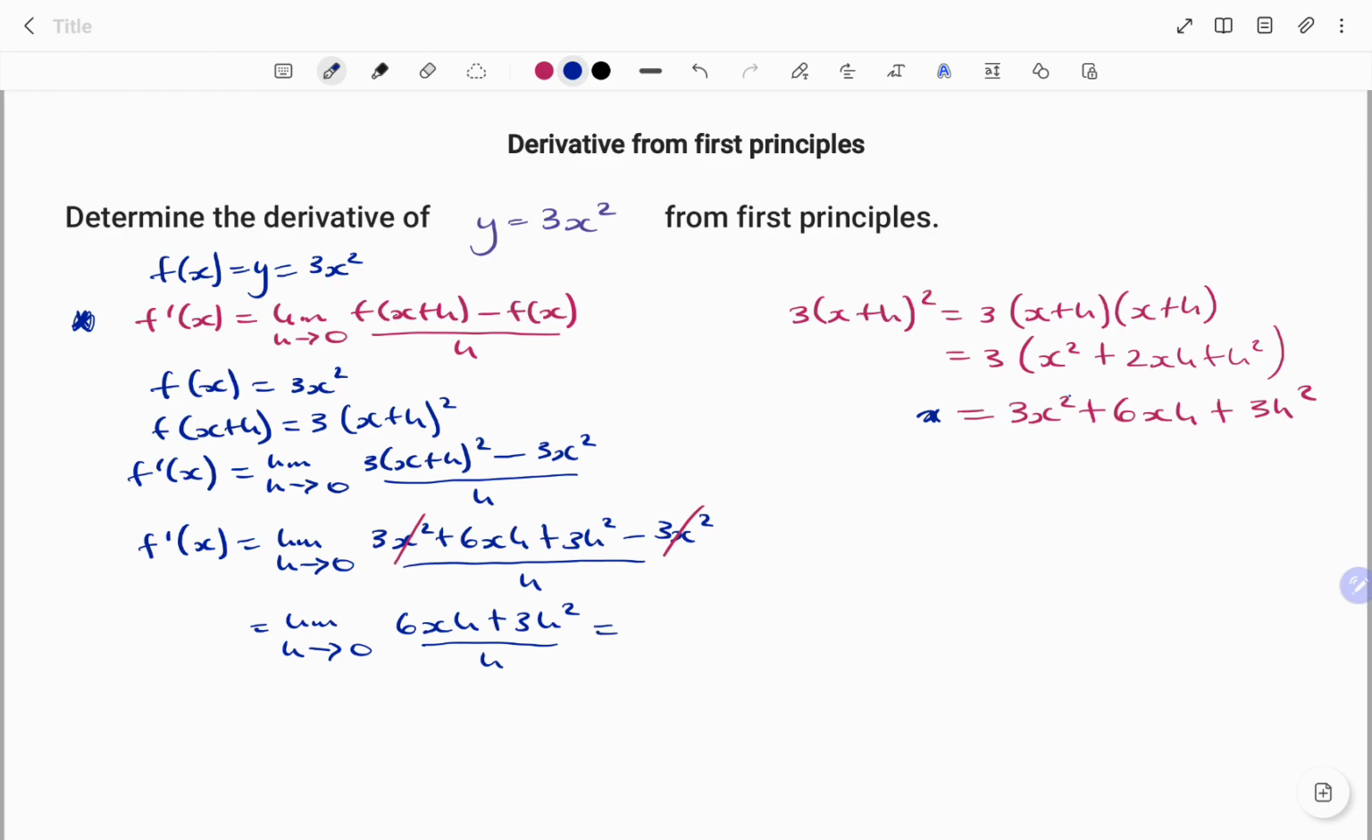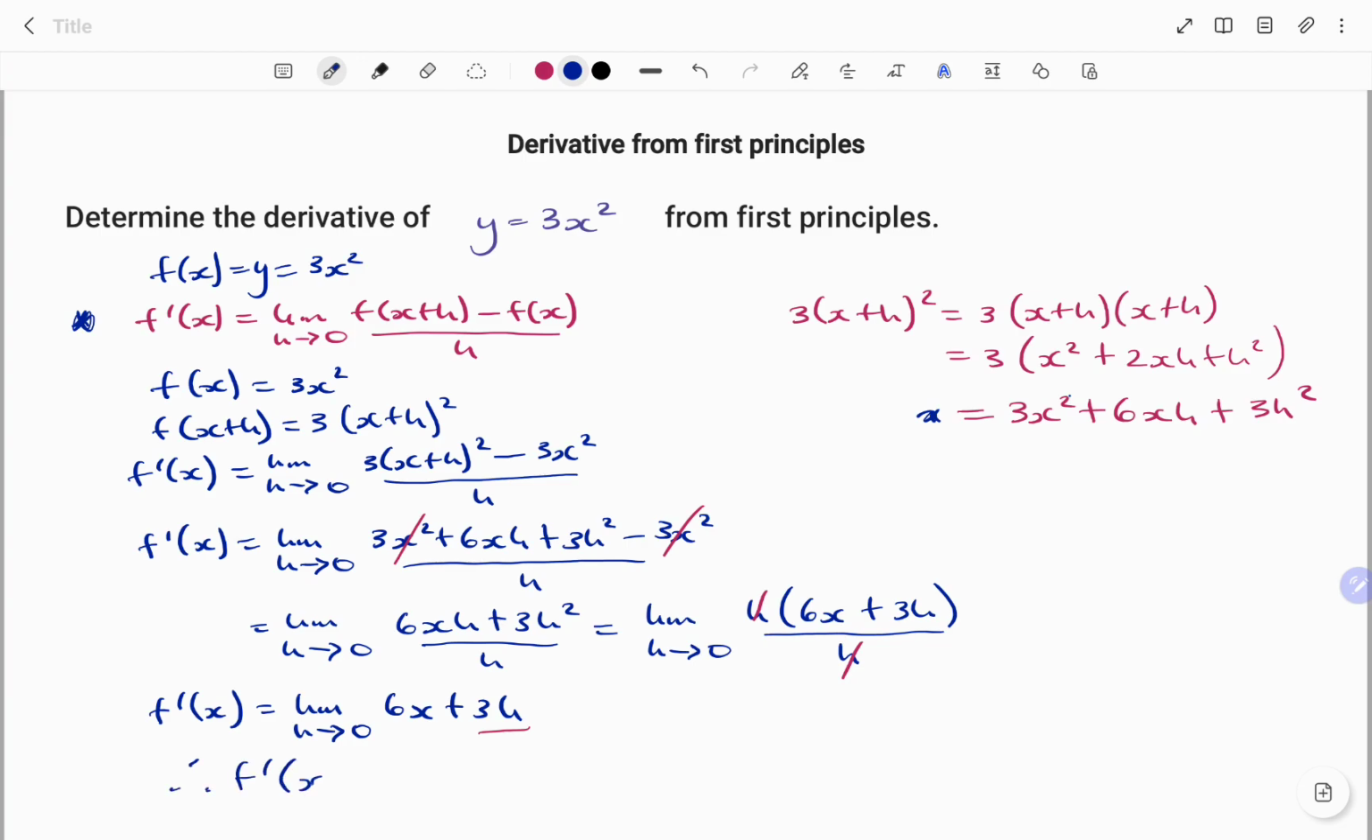If I factorize h at the top, I have my limit as h tends to 0, h in brackets, 6x plus 3h, over h. My h cancels out. I have my f prime of x equals limit h tends to 0, 6x plus 3h. And as h tends to 0, the value of 3h here will also tend to 0. So therefore, our f prime of x will be equal to 6x.